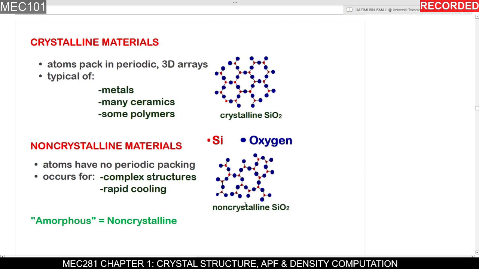This is non-crystalline silicon oxide, and this one is the crystalline silicon oxide. Even though they have the same composition of elements, silicon and oxygen, if they are in crystalline or non-crystalline formation, they may have different material properties.